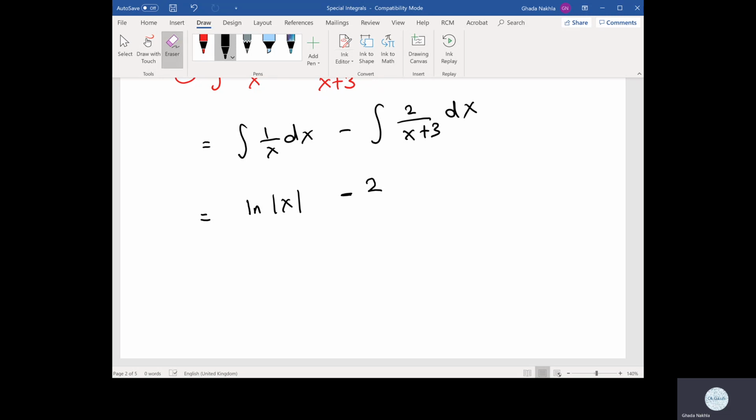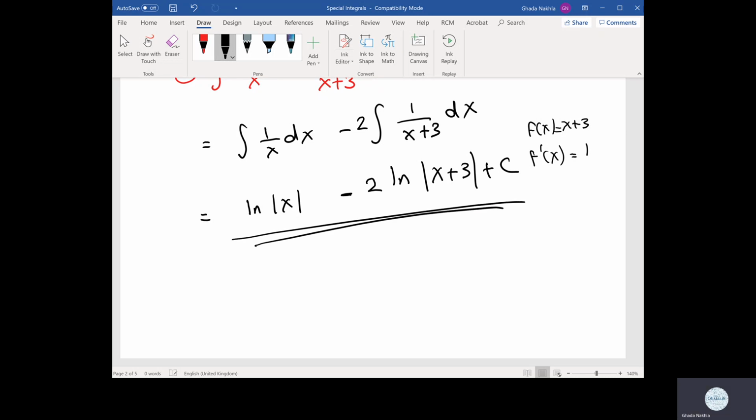For the second part, I can kick the 2 out of the integration, and then I end up with 1 over x plus 3. When I differentiate x plus 3, if f of x is x plus 3, therefore the derivative of the function is 1. Therefore, the numerator is the derivative of the denominator. Therefore, it's ln mod x plus 3 and then plus c. And that is my answer: ln mod of x minus 2 ln mod of x plus 3 plus c.